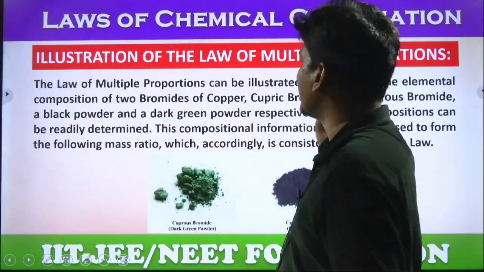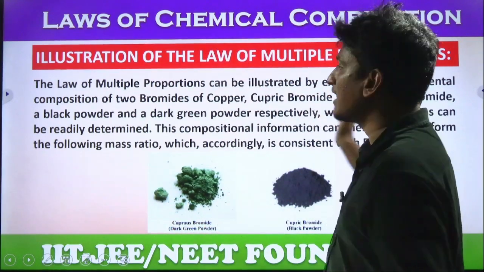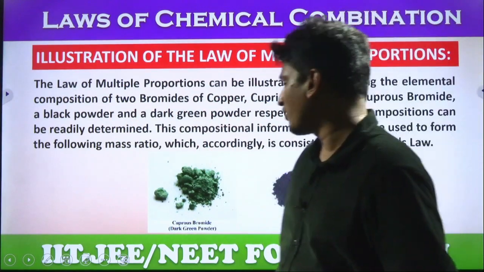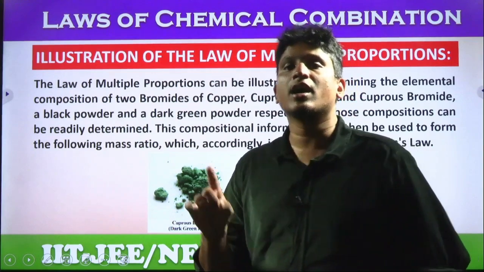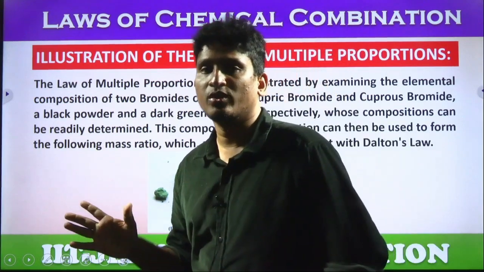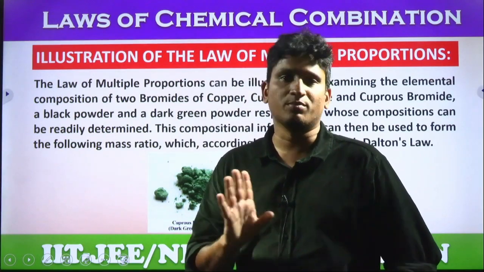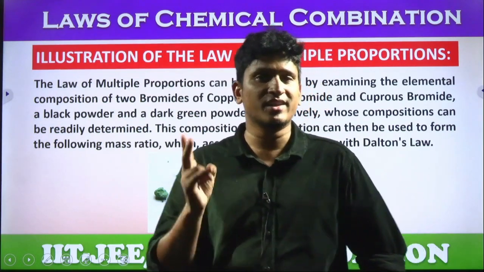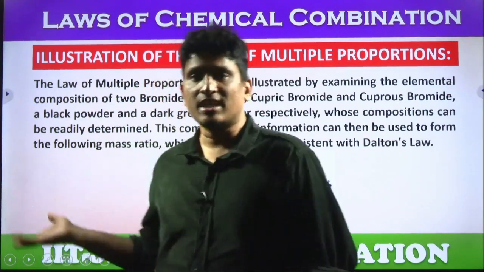So we have an example here for explaining the law of multiple proportions. It can be illustrated by examining the elemental composition of two bromides of copper, cupric bromide and cuprous bromide. What are the formulas? Cuprous bromide is CuBr, students. Cupric bromide is CuBr2. Cuprous, cupric. CuBr, CuBr2. Here bromine is in which ratio? In cuprous, one bromine is there, one copper is there. In cupric bromide, one copper is there, and how many bromines are there? Two are there. Leave the masses, by atoms what is the ratio?